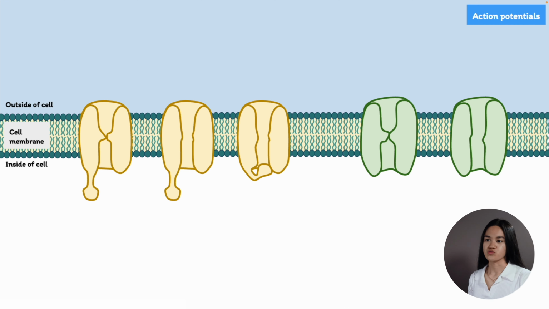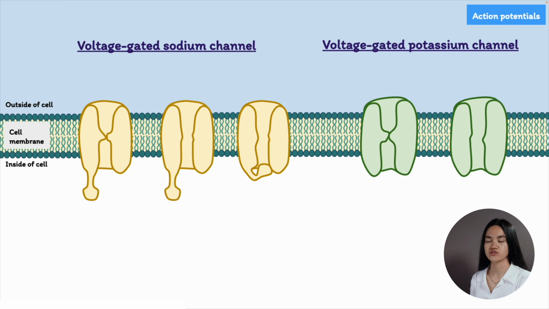In graded potentials, we talked about ligand-gated channels that open in response to the binding of a specific molecule, in this case, a neurotransmitter. With action potentials, this is where voltage-gated ion channels come in. These channels are what allow action potentials to occur. There are two types of channels that we're interested in: voltage-gated sodium channels and voltage-gated potassium channels.